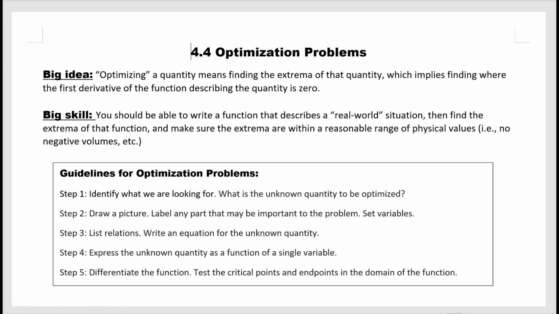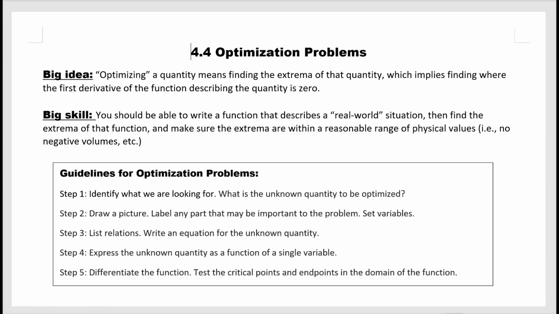Big skills. You should be able to write a function that describes a real-world situation, then find the extrema of that function, and make sure the extrema are within a reasonable range of physical values, i.e. no negative volumes, no negative time, no negative length, etc.